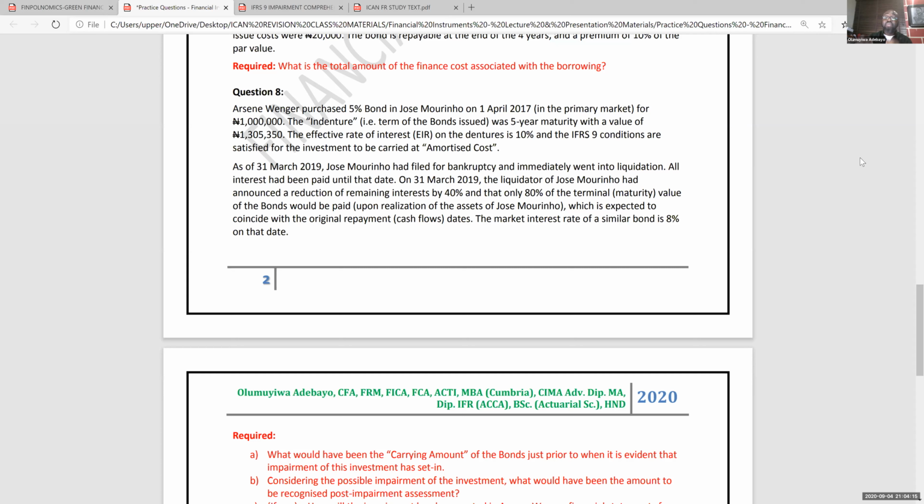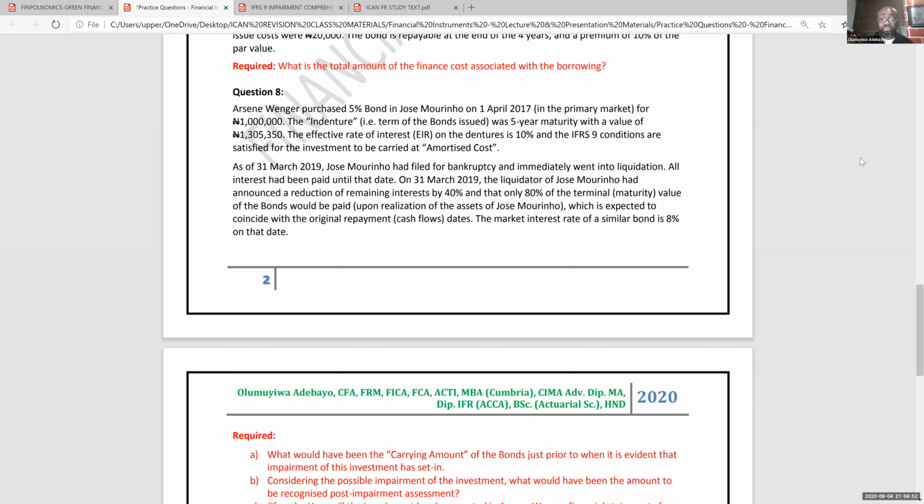40% of the interest. And it can only afford to pay 80% of the principal amount. And not that it's able to afford to pay it now. Again, they said this payment will coincide, which means upon realization of assets of Mourinho, which is expected to coincide with the original repayment dates. Which means we are not even saying that we'll pay it now. We are saying that the loan will still continue to run such that at every due date, we will pay interest and principal, but we are only paying 40% of interest. And when principal is due, we pay what? 80% of principal as full and final settlement, because that is the worst position we have.